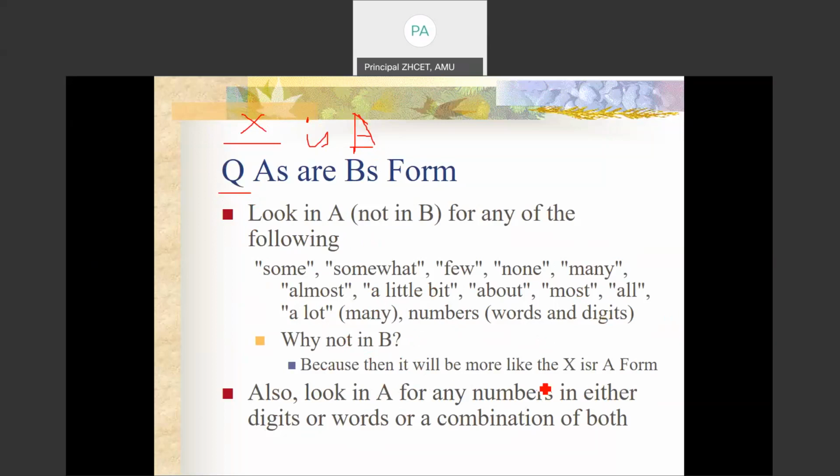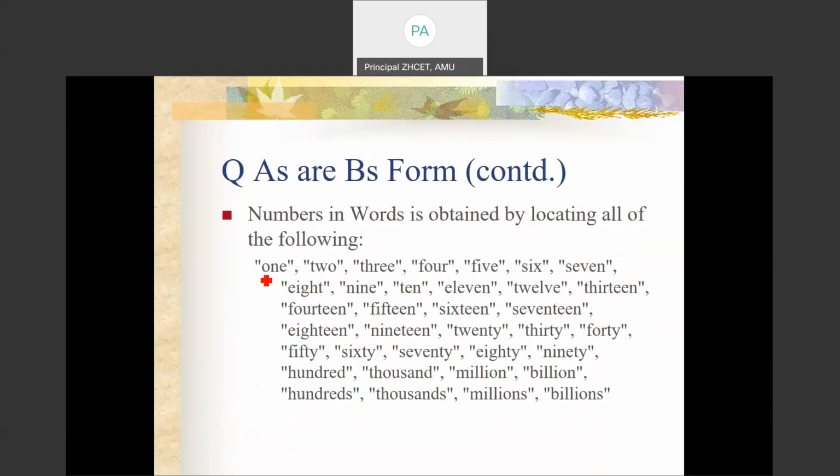Because then it will more likely be the X is rA form. If it is in B, then it becomes this small r rather than this capital Q. So also look in A for any numbers in either digits or words or a combination of both. I'll give you the example, then it will become more clear. Numbers could be 1, 2, 3, 4 up till 19, and then 20, 30, 40, because after that it will be 21, 22, 23, variations of it. Then it will go all the way till 90, and then 100, 1000, million, billion, hundreds, thousands, millions, billions, trillions. The list may go on.